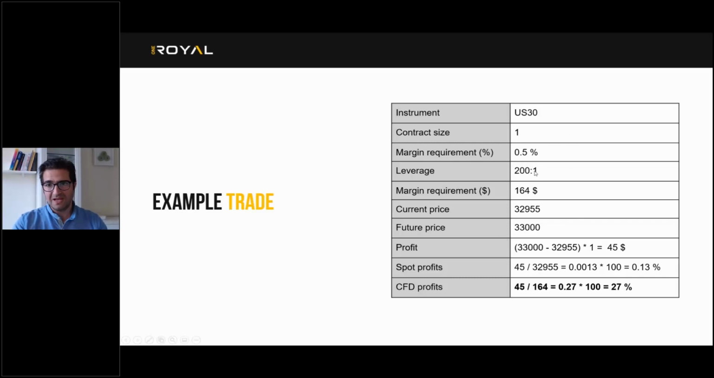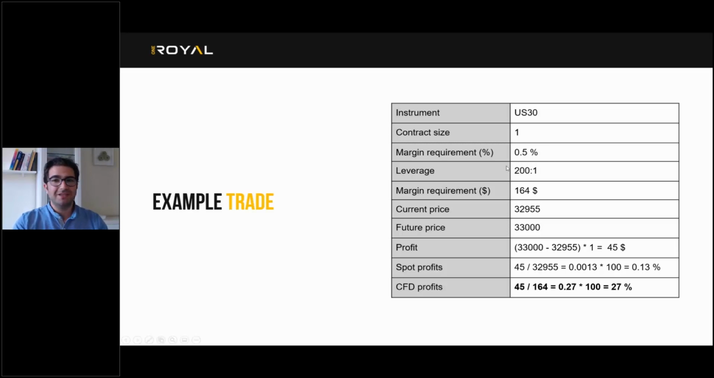As well, I need to relate the margin to the leverage. Since the margin requirement is 0.5%, the leverage is 200 to 1. How did I get this? If you divide 1 by 0.05, which is 0.5% divided by 100, 1 divided by 0.05 is 200. So 200 to 1, this is how leverage is expressed. Margin is expressed in percentage.